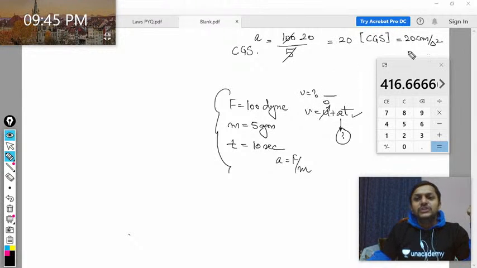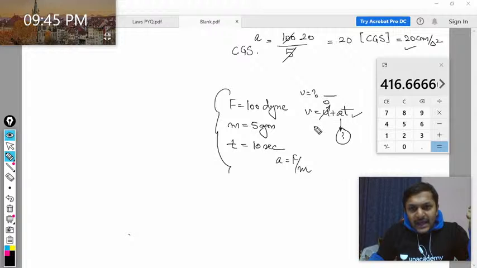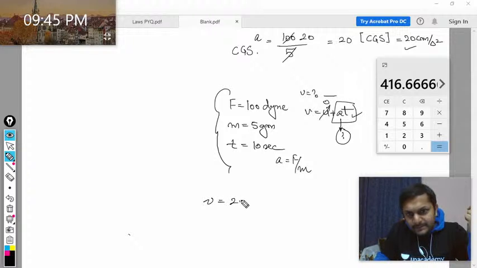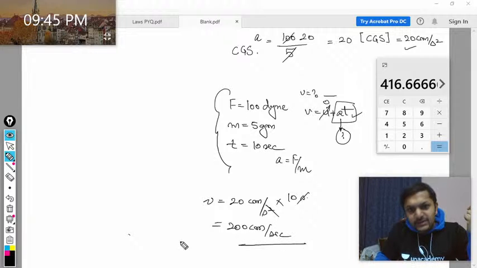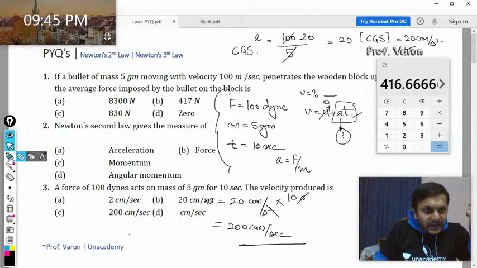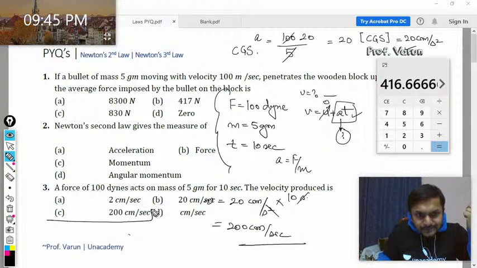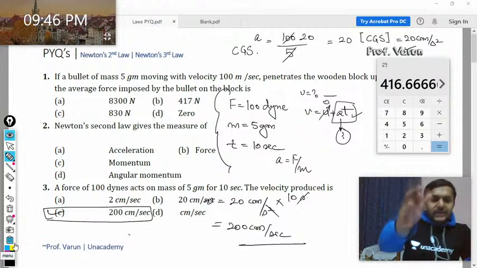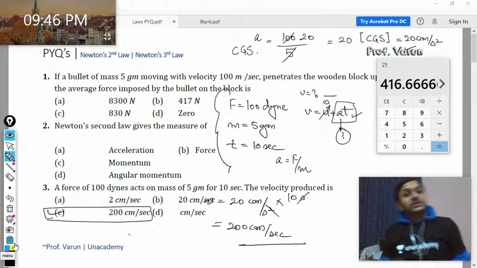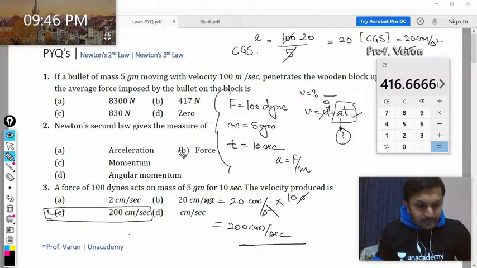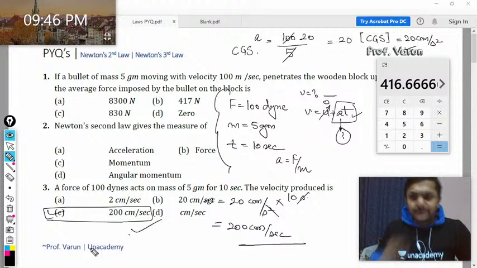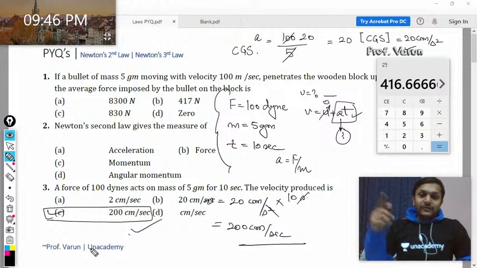There is no problem. So this is the acceleration that we have got, and substituting the value in this equation, the final velocity will be 20 multiplied by 10 seconds. So that should come out to be 200 centimeters per second, my dear students. So what is the option? There you go. The option is 200 centimeters per second. Okay, so this is done. Are we okay with it?